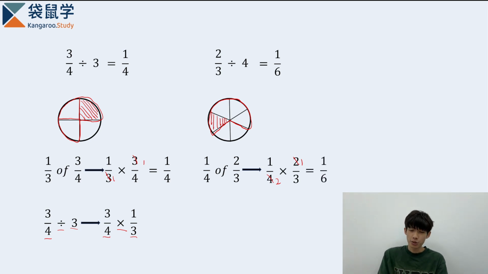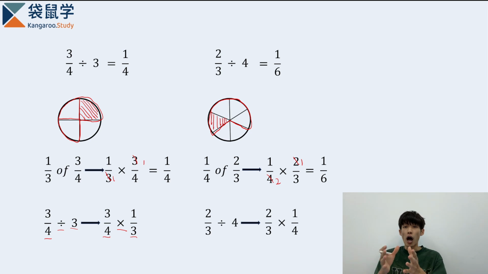So now if we put these two calculations together, we can find out 2 over 3 divided by 4 should be equivalent to 2 over 3 times 1 over 4. And 2 over 3 remains the same. And how about the division sign? The division sign has been changed to multiplication. And 4 and 1 over 4, what's the relationship again? If we times them together, we get 1. So it should be the reciprocal. So 1 over 4 is the reciprocal of 4.